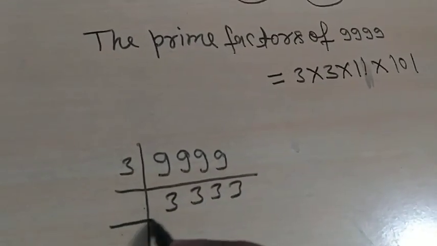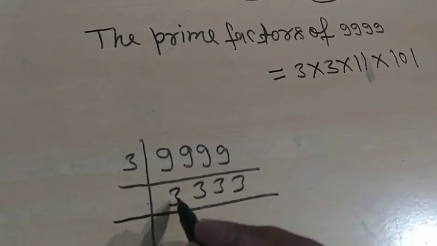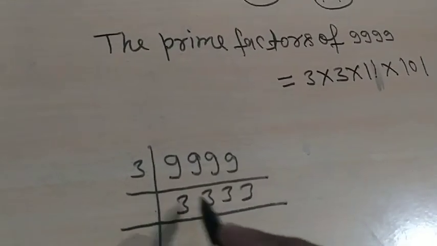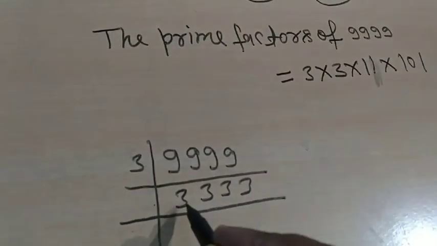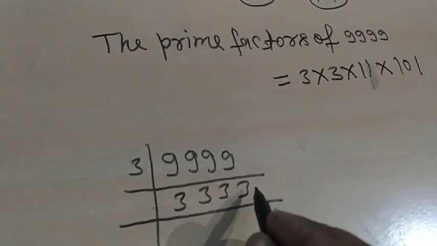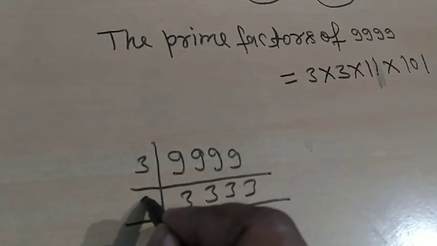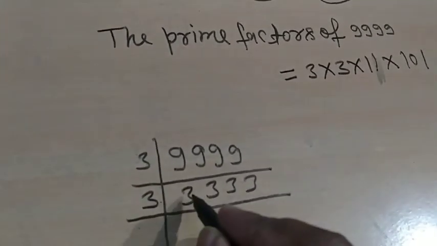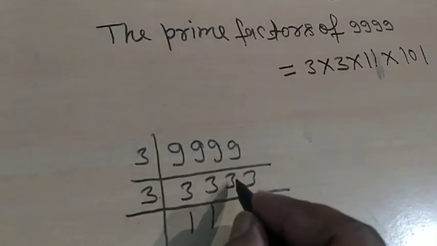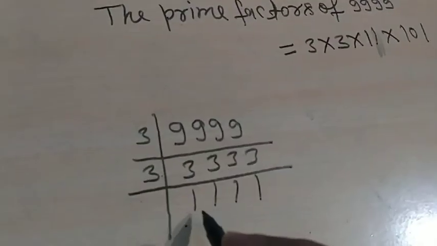Okay, after this, which number divides 3333? It is also divided by 3, because the sum of the digits is divisible by 3. So 3 plus 3 is 6, plus 3 is 9, plus 3 is 12. The sum of the digits is divisible by 3, so this number is divisible by 3. So dividing by 3, the quotient is 1111. Okay, now we obtain 1111.